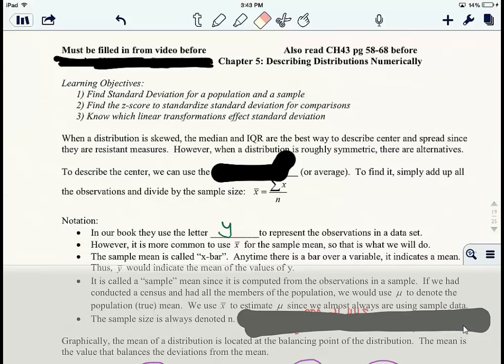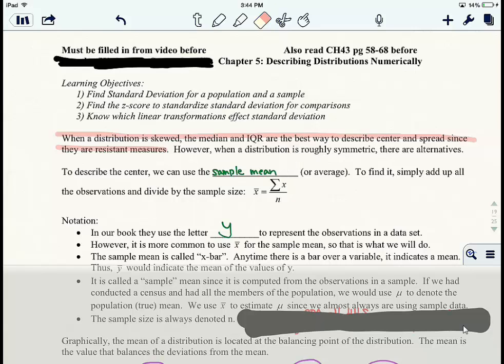Chapter 5, Describing Distributions Numerically, specifically discussing standard deviation. When a distribution is skewed, the median and IQR are the best way to describe center and spread since they are resistant measures. However, when a distribution is roughly symmetric, there are alternatives.